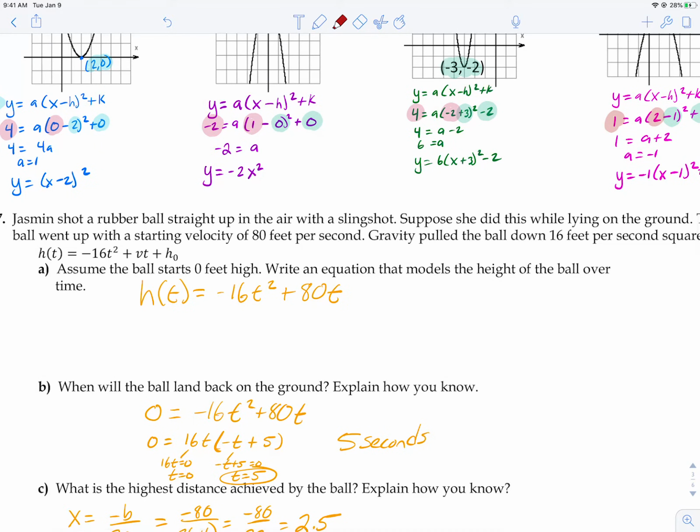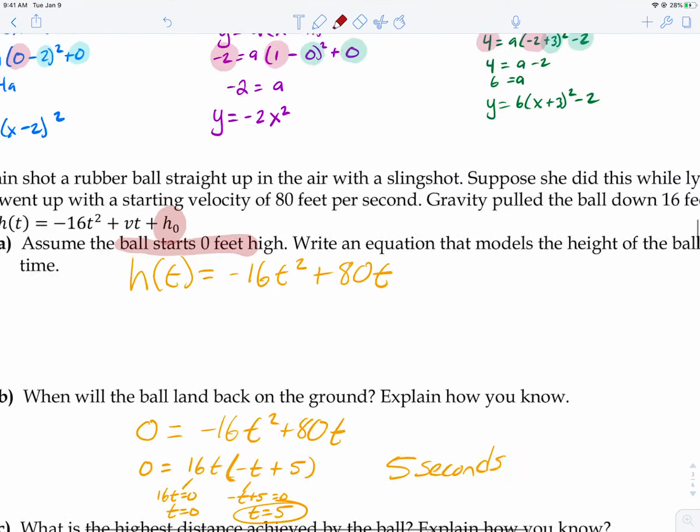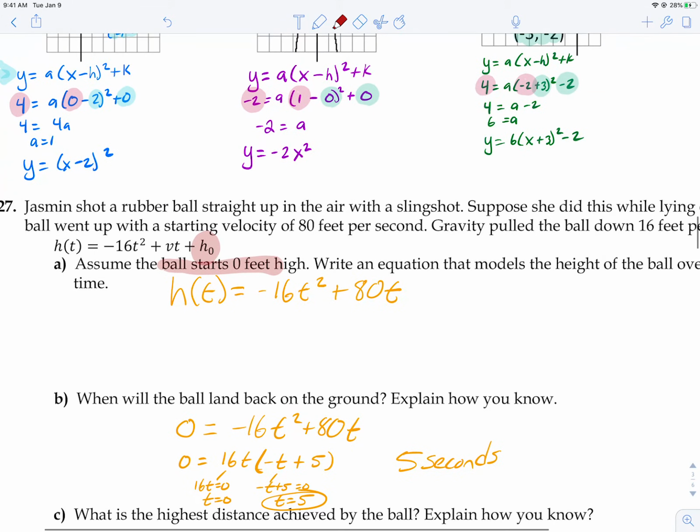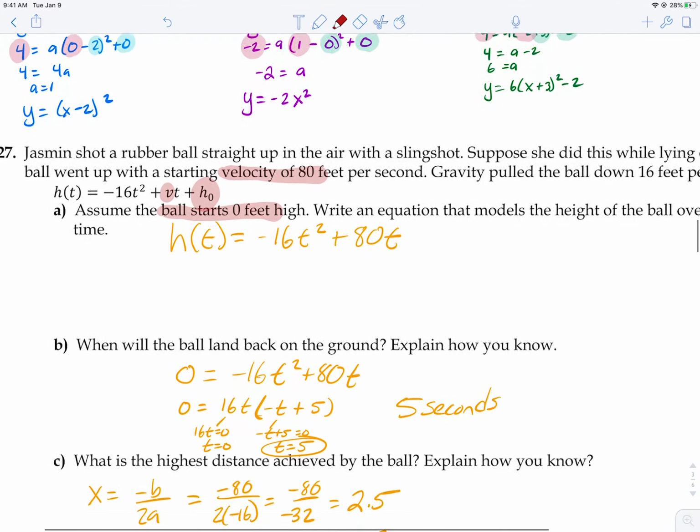Okay, number 27. So the key to this one is that the starting height is 0, which means h sub 0 is 0. And the velocity was 80, which means that v is 80. So our equation, when we plug in what we know, is h of t equals negative 16t squared plus 80t.